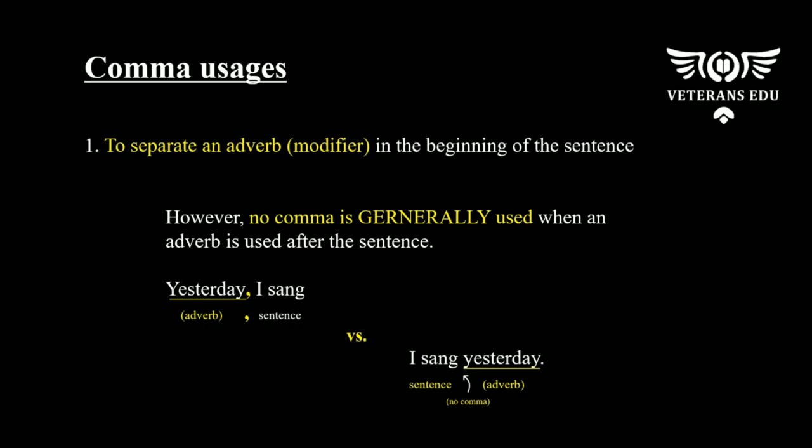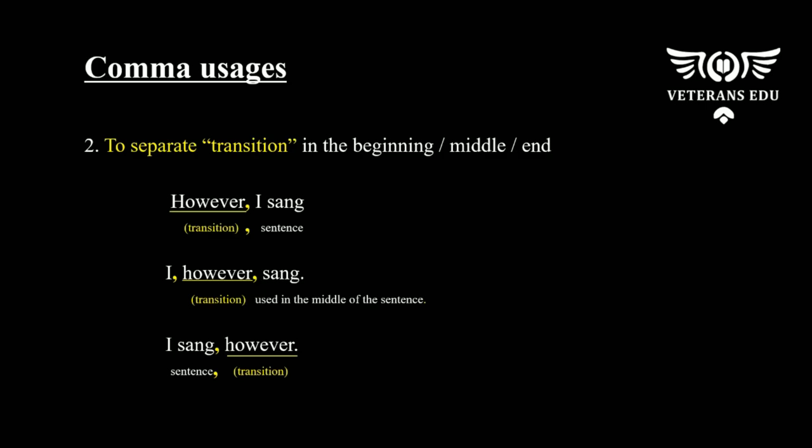The second usage is to separate a transition in the beginning, middle, and end. Let's look at the 3 examples on the screen. I could say, "However, I sang." I could also write, "I, however, sang." And finally, I can write, "I sang, however."